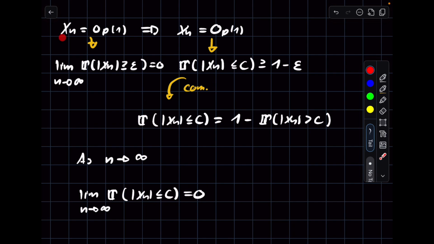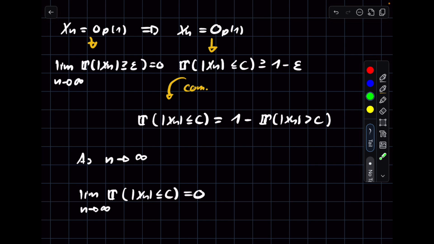So we want to prove that given x of n equal to small op 1, it implies that x of n is also big op of 1. So we rewrite what this means. This means that the limit of the probability of x of n being greater than epsilon will go to 0 as n approaches infinity. That's the formal notation. And then this guy is for the big op, which states that the probability of x of n being lower or equal to c will be greater or equal to 1 minus epsilon.